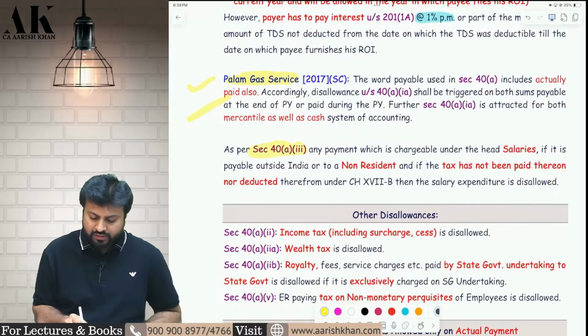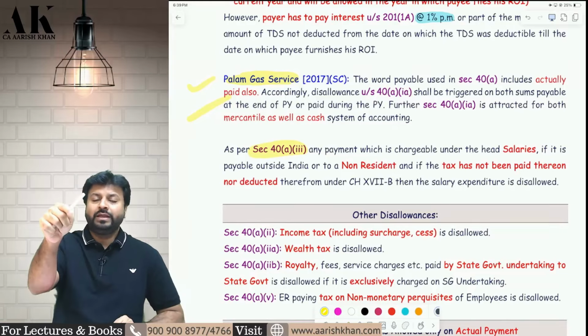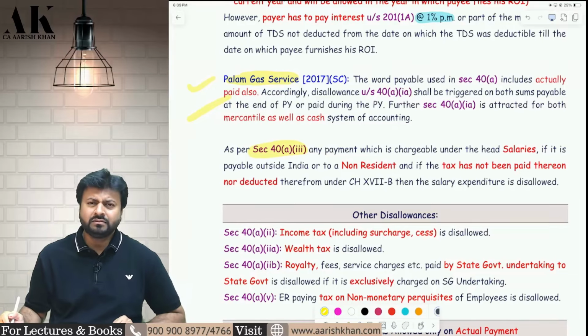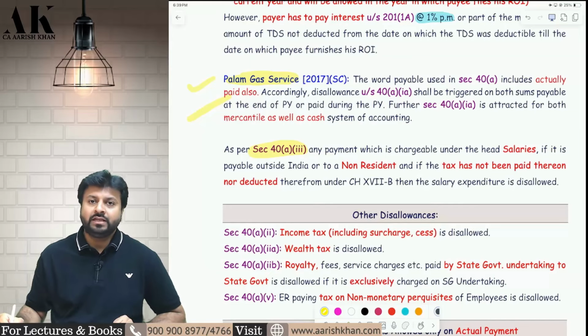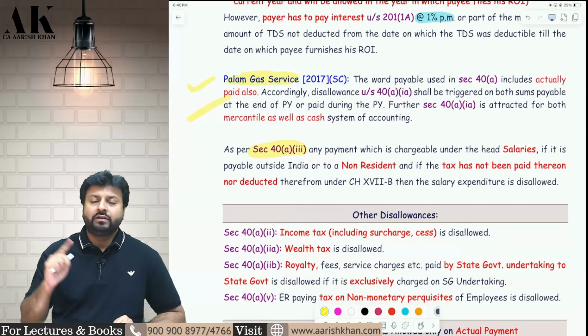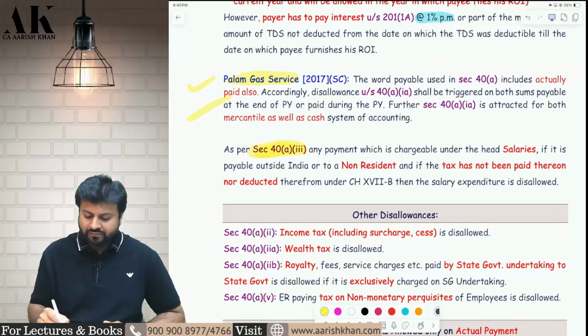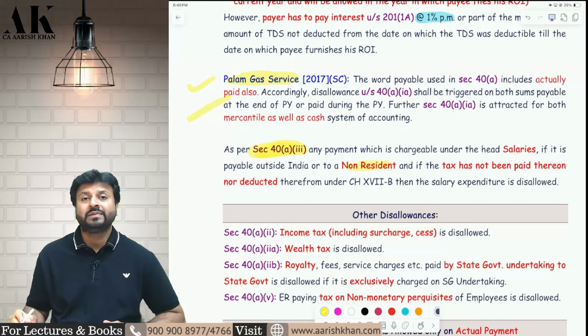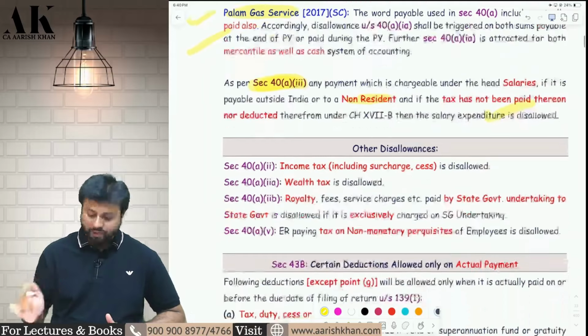Now the third, section 40(a)(iii). This is only for non-resident payments, when you make a payment to a non-resident in respect of salary. If you are making the payment of salary to a non-resident, then you have to deduct the TDS and pay the TDS on time. If you don't deduct or don't pay, then it will be disallowed under 40(a)(iii). And in case of a non-resident, we all know how much is disallowed. Tell me. 100% will be disallowed. I hope it is clear to all of you.